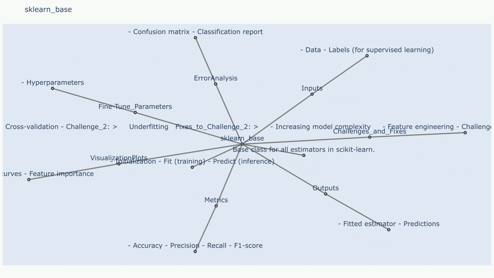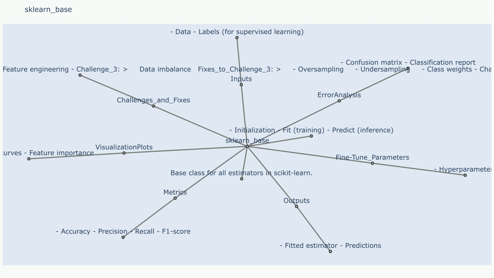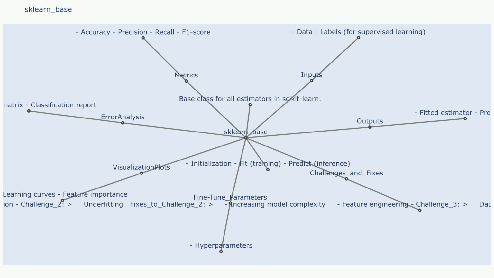Inputs. Input 1. Explain in detail. The sklearn base module itself doesn't directly take input data. It primarily defines the structure for building components that will eventually work with data.